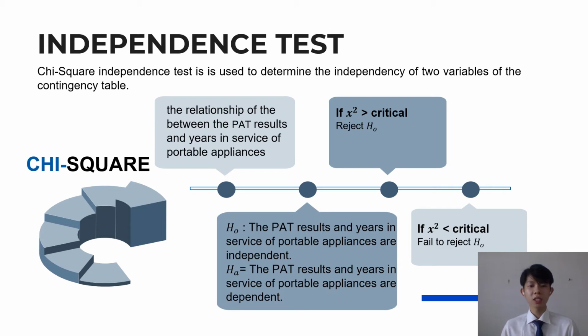Second, the chi-square independence test is used to determine the independence of two variables of the contingency table. Two hypotheses are made. The null hypothesis is that the PAT result and year in service of the portable appliance are independent. Meanwhile, the alternative hypothesis is that they are dependent. If the chi-square statistic is more than the critical value, the null hypothesis is rejected.